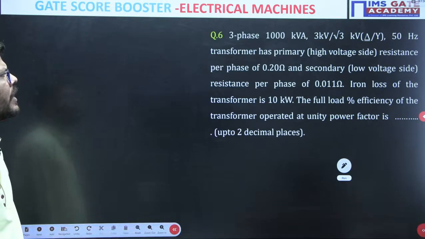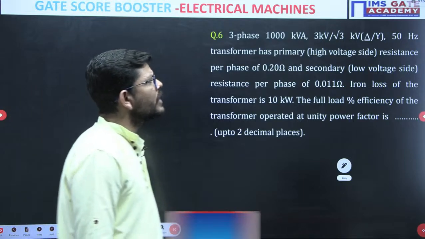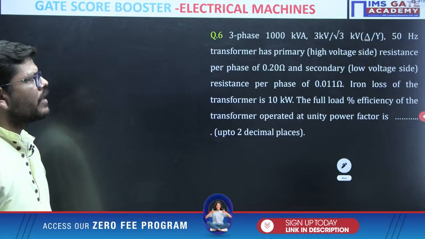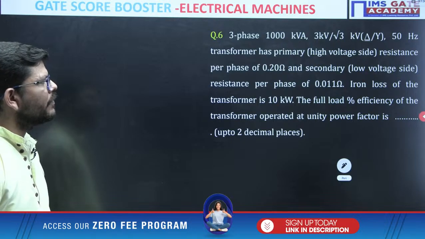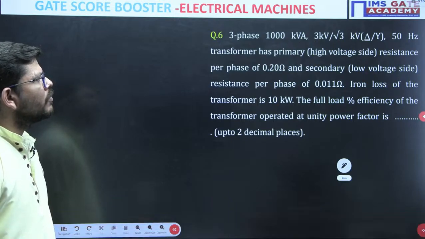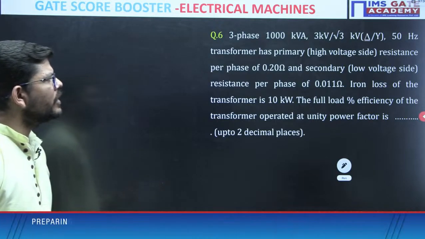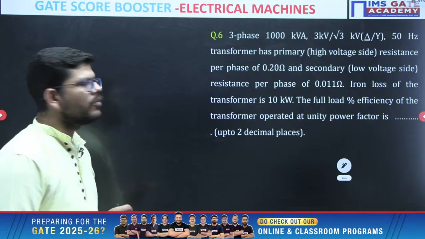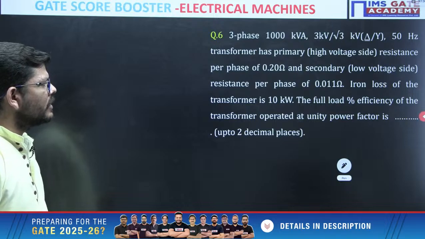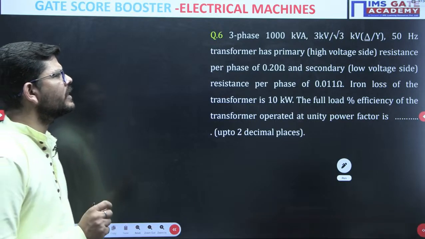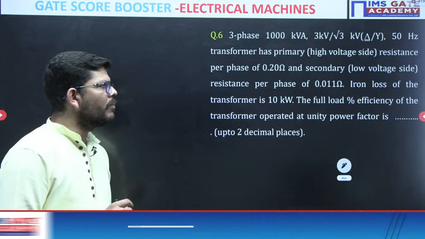See this one. A 3-phase 1000 kVA, 3 kV to root 3 kV, delta to star, 50 hertz transformer has primary, that is high voltage side, resistance per phase 0.20 ohm, and the secondary or low voltage side resistance is 0.011 ohm. Iron loss of the transformer is 10 kilowatt. The full load percentage efficiency of the transformer operated at unity power factor will be what?